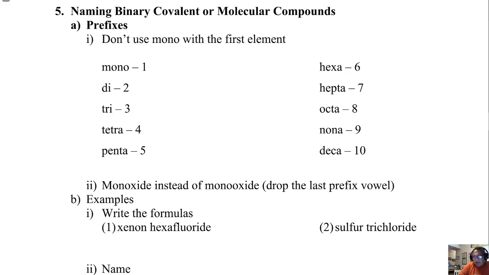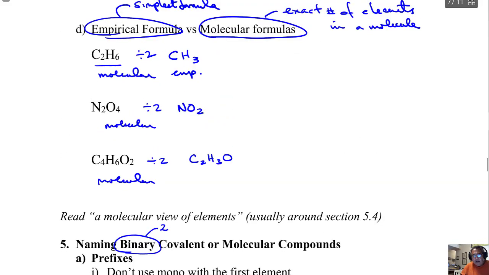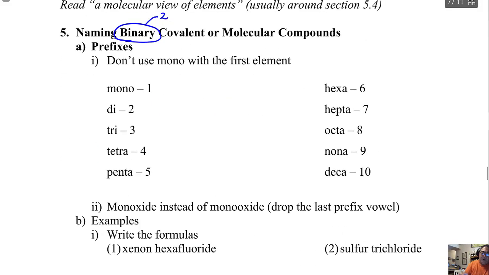So let's talk about a binary covalent compound. What does that mean? Let's break down the words, right? Binary means what? Two, right? Covalent or molecular is this type, all nonmetal, okay? So molecular or covalent means nonmetals only. And compound means two or more elements, right? Now, because it says it's binary, it just means it's two different elements in a compound together.